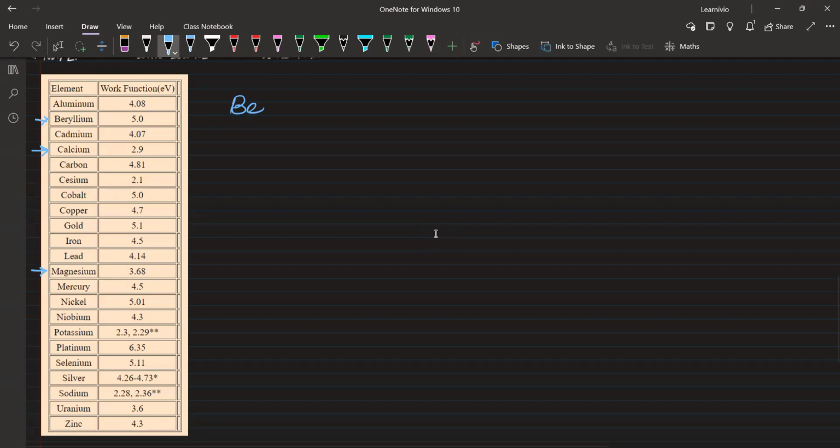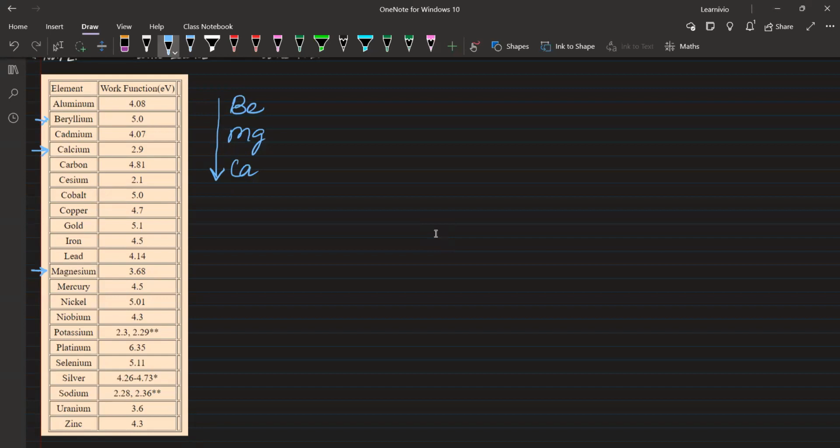After that, magnesium, and after that, calcium. Can you see that there is a certain pattern in the periodic table also, we have beryllium, then magnesium, then calcium. And what does this suggest? It suggests that beryllium से electron निकालना, it is very tough compared to magnesium and compared to calcium.